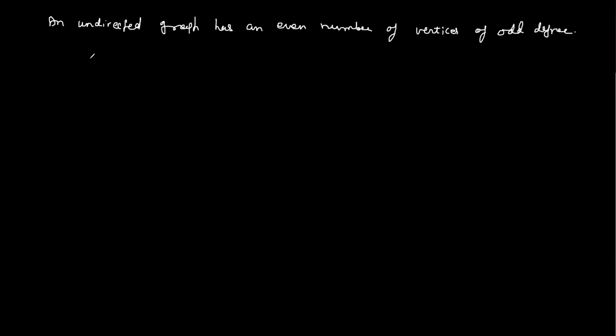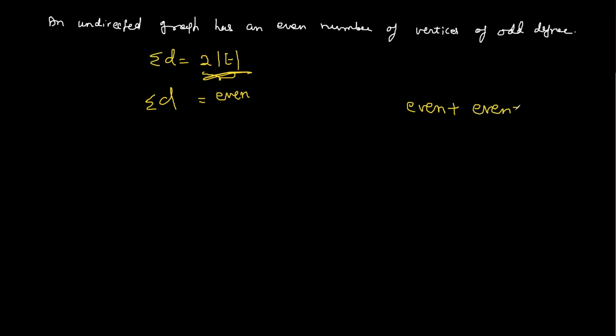Okay, see. What is this? You know the sum of the degrees of all vertices is 2 times the number of edges. If anything is multiplied by 2, what is it? Even, right? This is even, and this is the sum of degrees. So you will get even. Even plus even is what? Even. And also when odd plus odd, when both are odd, you will also get even.